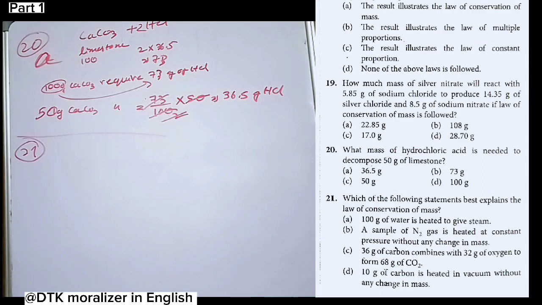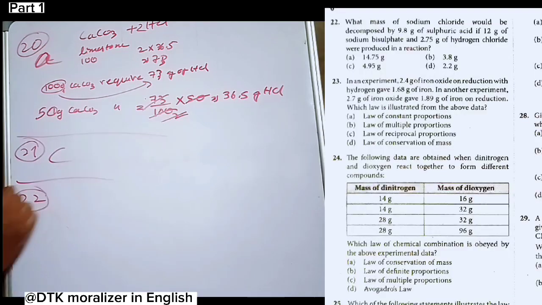Now question number 21. Which of the following statements best explains the law of conservation of mass? 100 grams of water is heated to give steam. A sample of N2 gas is heated at constant pressure without any change in mass. 36 grams of carbon combines with 32 grams of oxygen to give 68 grams of CO2. Here the law of conservation is followed. 10 grams of carbon is heated in vacuum without any change in mass. So option C here.